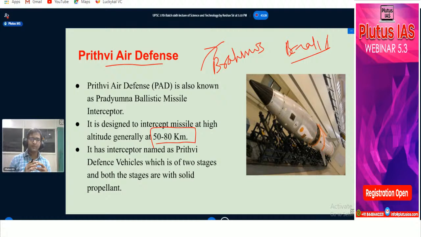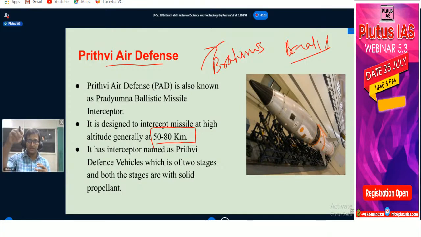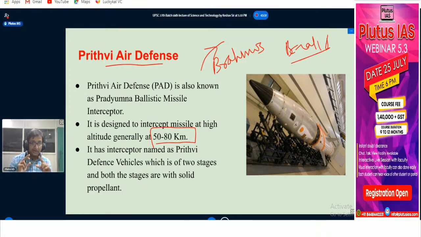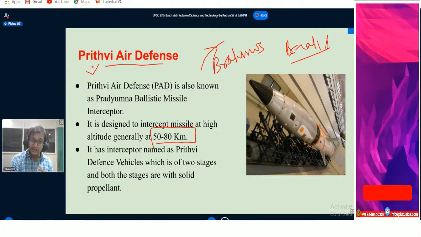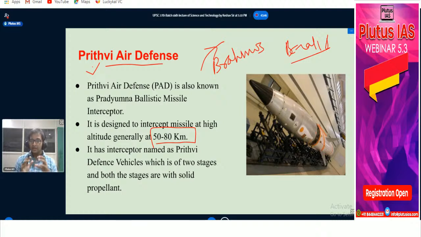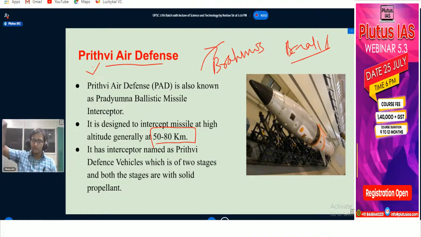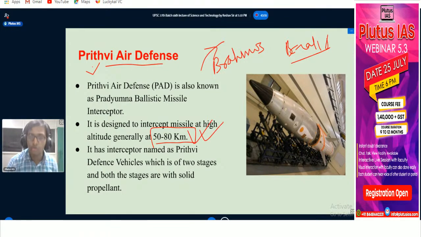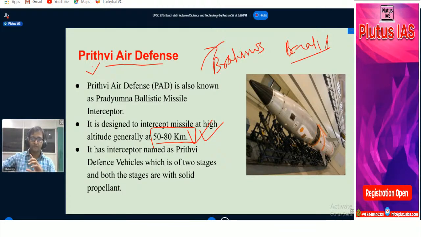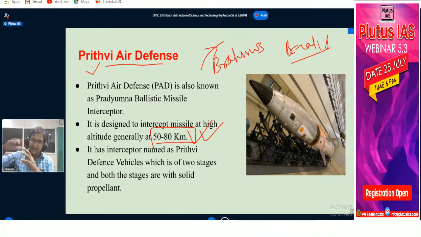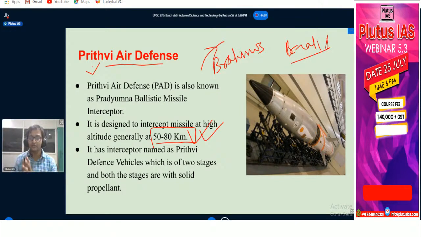Think like this: suppose Pakistan has launched a missile on India, over Mumbai. Then what can India do? India can also launch this Prithvi. India has this Prithvi air defense system, and if it is under its range, when that missile of Pakistan is at this altitude, it will automatically be launched to destroy that missile, because it has the capability to intercept that. Clear? Up to 50 to 80 kilometers.